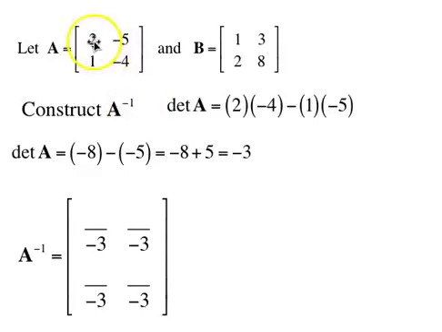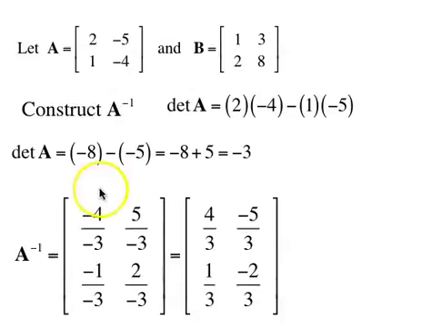And then we're going to switch the numbers on the main diagonal. So -4 comes up here, 2 goes there. And then we're going to change the signs of the numbers on the off diagonal. So -5 becomes +5, 1 becomes -1. And then simplifying that: negative over negative, 4/3; positive over negative, negative; negative over negative, positive 1/3; positive over negative, negative 2/3. And that is our A inverse.